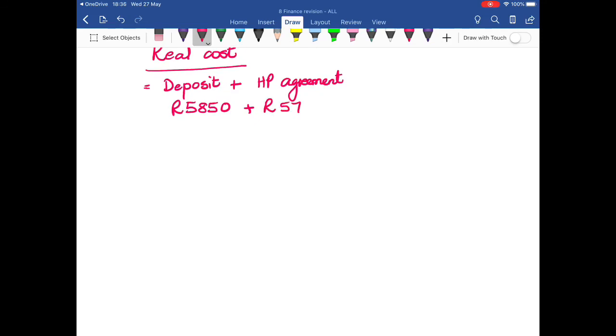So if I go and calculate that quickly, 5,850 plus 57,942 equals, that will cost me 63,792 Rand, when in the beginning it was priced at 45,000. Do you see how people make money out of those people who cannot afford the full price?